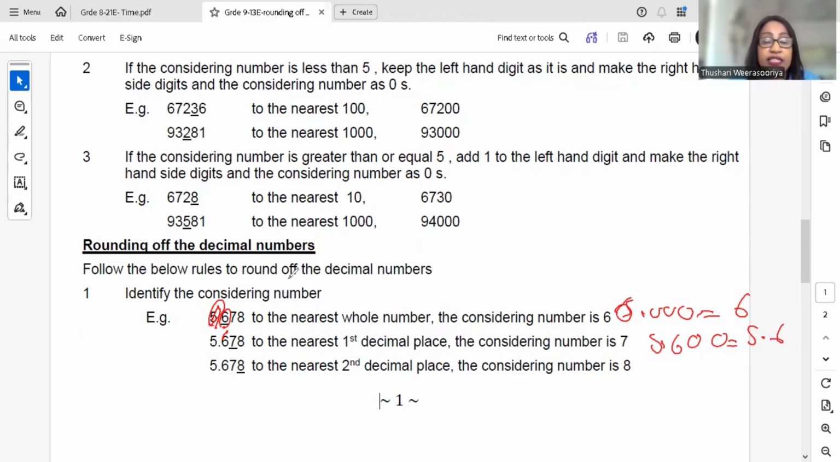This one, to the nearest second DP. We need the second DP. The next number is the considering number, 8. That is greater than 5. You add 1 to the front number. That is 5.68. Okay. We'll do some more examples on this.